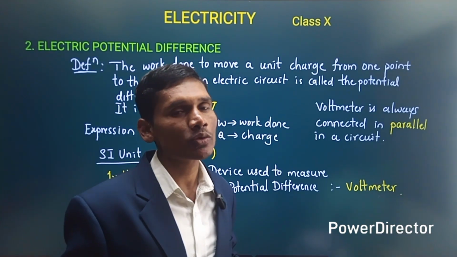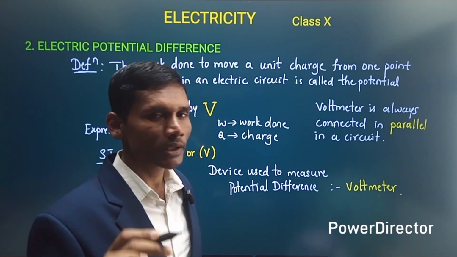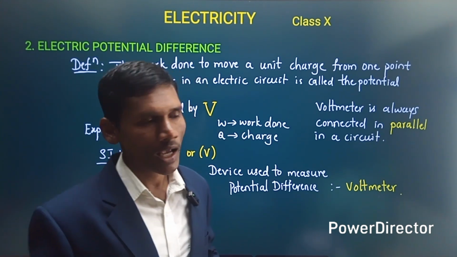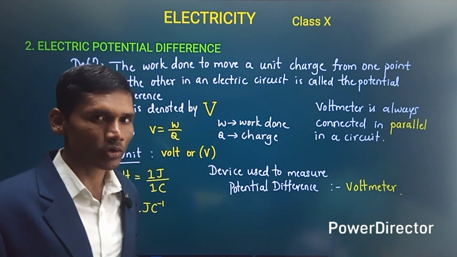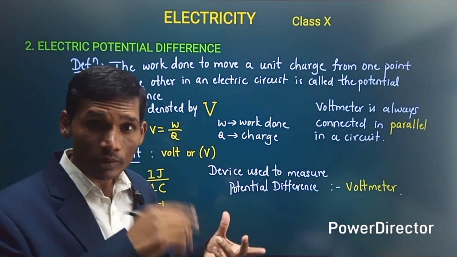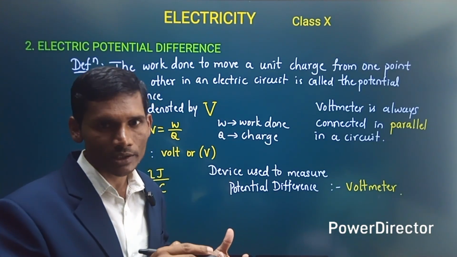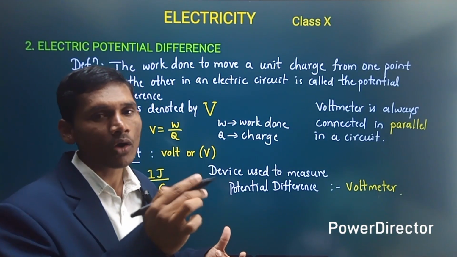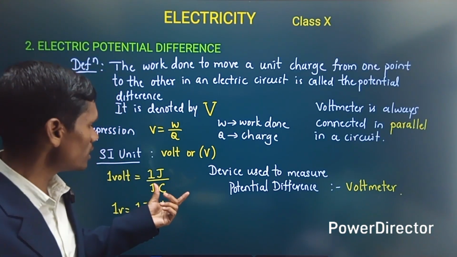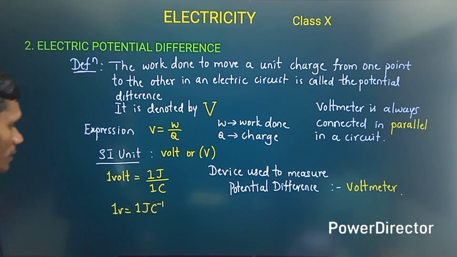Next, the SI unit used to measure potential difference is volt. The device used to measure potential difference is the voltmeter, right? Remember, voltmeter is always connected in parallel in a circuit. And we should also understand what is 1 volt. 1 volt means W by Q we are taking, right? W means joule, Q means coulomb. So joule per coulomb, that is 1 joule per 1 coulomb. That is what 1 volt is.